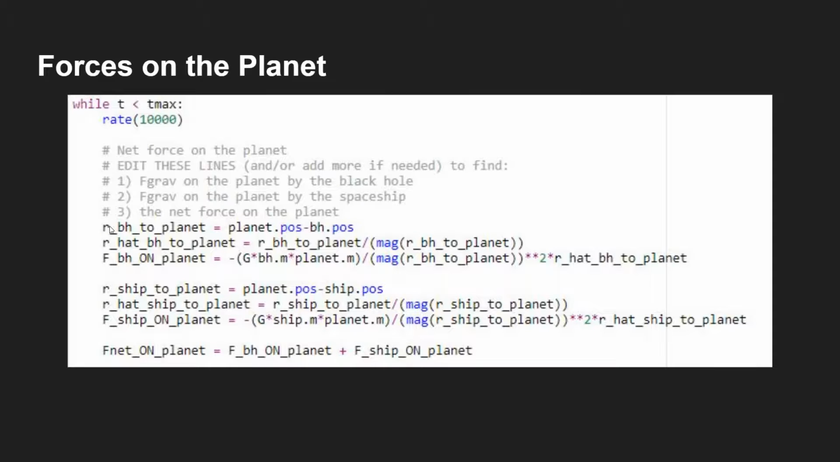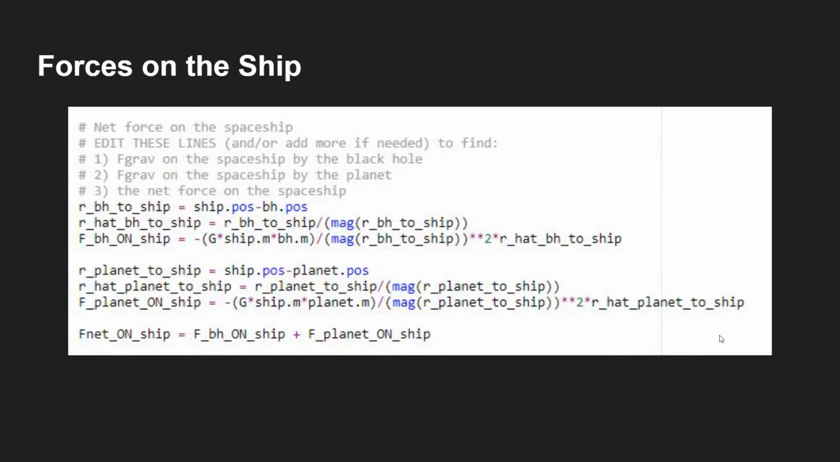It takes the position vector of the black hole to the planet, which would be planet's position minus black hole's position. Then gets the unit vector, r hat, by dividing by magnitude. And then it finally gets the force of the black hole on the planet by plugging all these values into the gravitational force equation. It then does the same for the ship to the planet by just replacing black hole values with ship values. And then you add the force of the black hole on the planet with the force of the ship on the planet to get the net force on the planet.